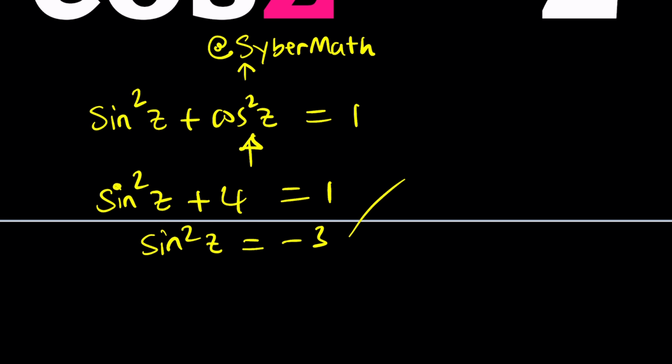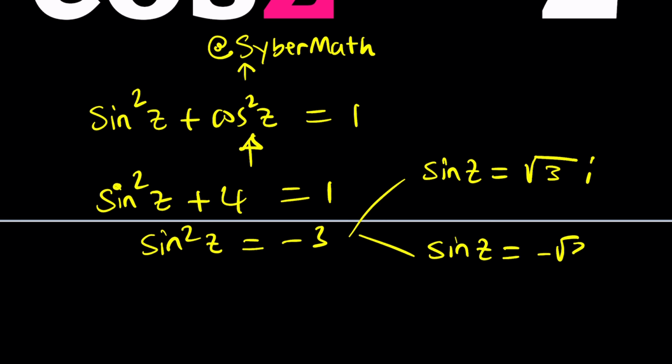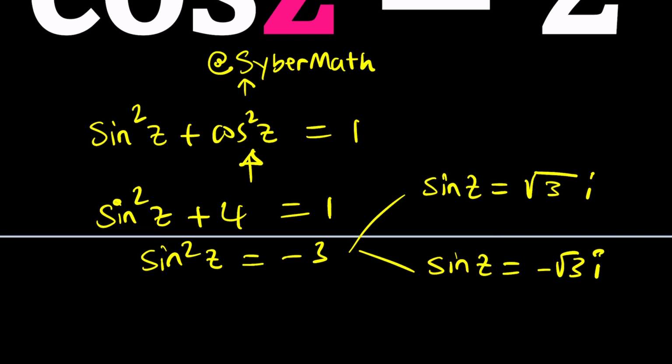And from here, you kind of need to consider two cases. Sine of z can be the square root of negative 3, which is square root of 3i, or it could be the opposite, because there are two numbers whose square equals negative 3. And these are those numbers. But what do you make of this, right? Well, let's take a look at the result from Wolfram Alpha. I'll show you that, and then I'll continue with the solution.